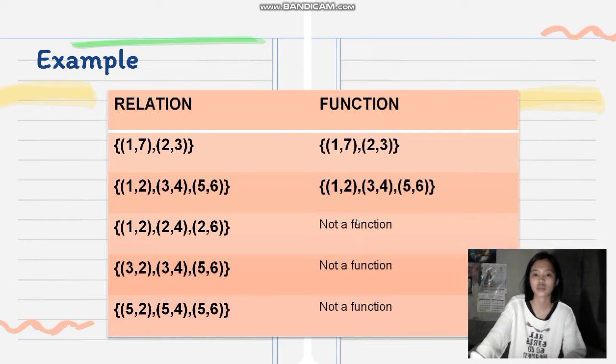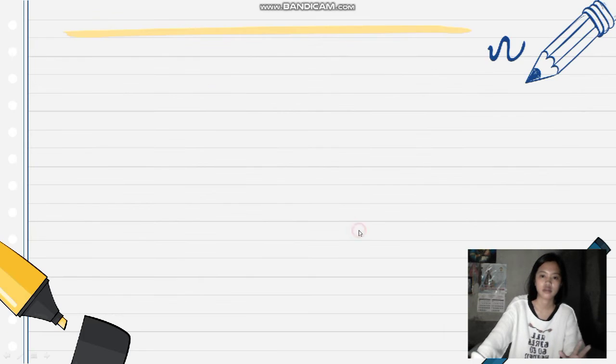Yun yung rule ng function. Kailangan yung x natin is hindi nauulit. Hindi pwedeng maulit. Next.